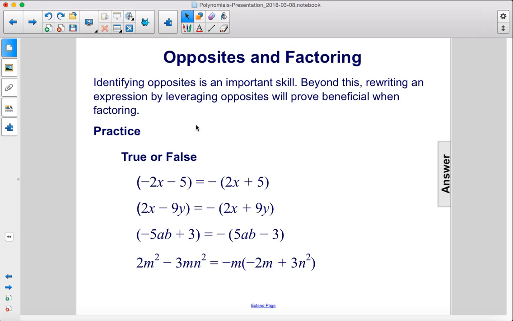Identifying opposites is an important skill. Beyond this, rewriting an expression by leveraging opposites will prove beneficial when factoring. Here's some practice. True or false? Well, let's go through this.